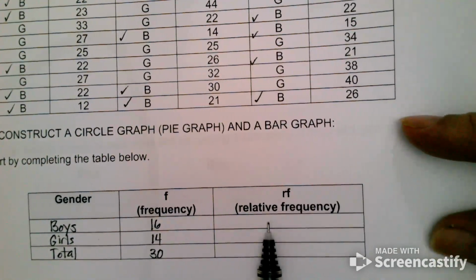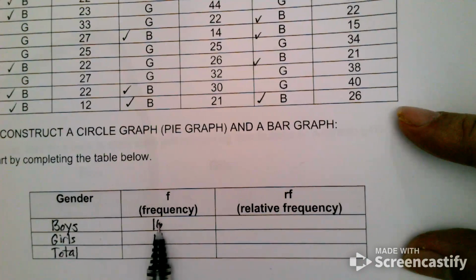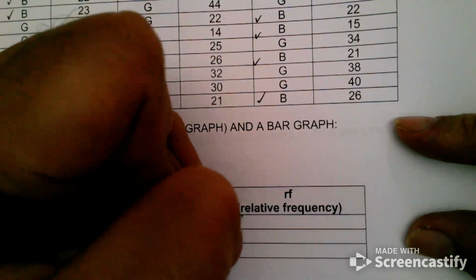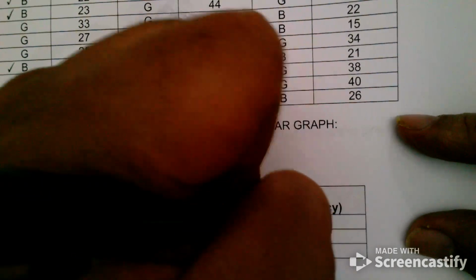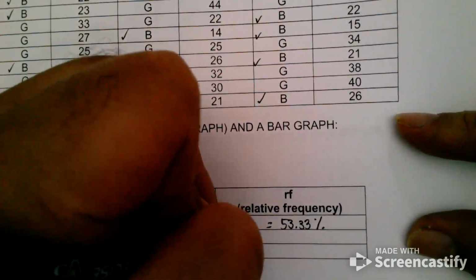Now, when we speak of relative frequency, it is simply the frequency divided by the total times 100. So for this one, it is simply equal to 16 divided by the total, which is 30, and then multiply that by 100. That would be equal to 53.33%.